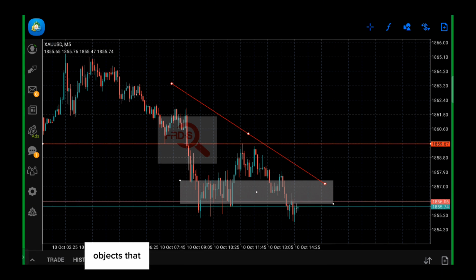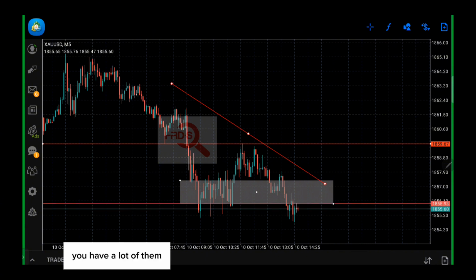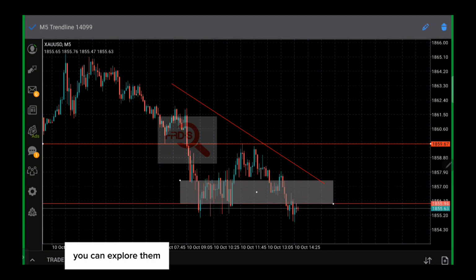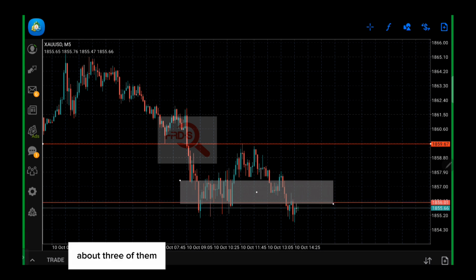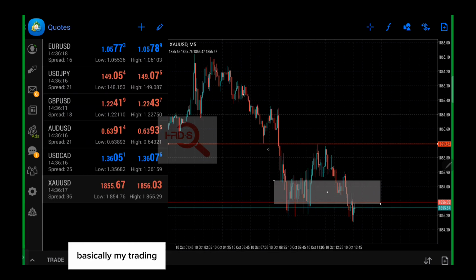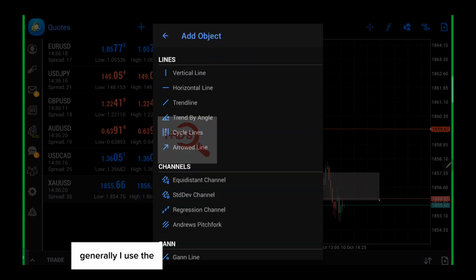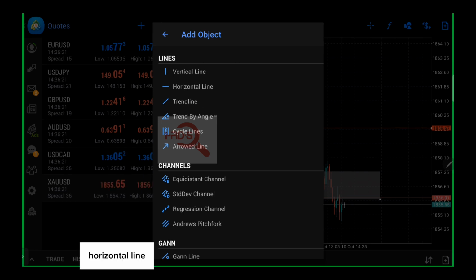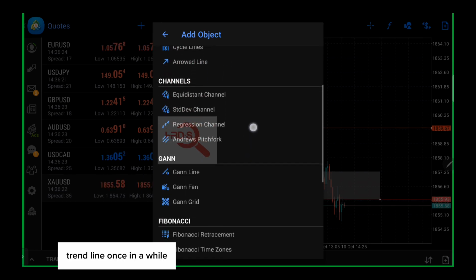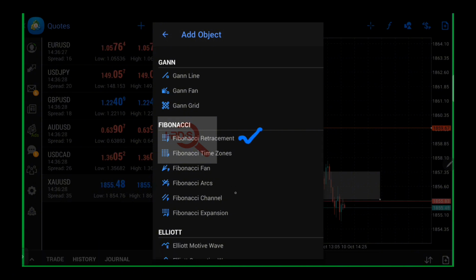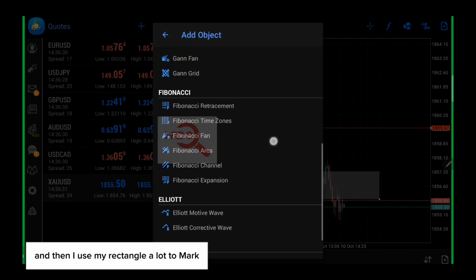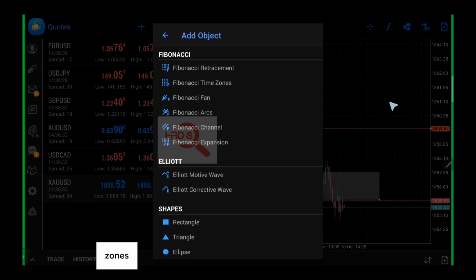These are the objects that you have. A lot of them, you can explore them, just explore. You will not be using all of them. Mainly I use about three of them. Basically in my trading generally, I use the horizontal line, trend line once in a while, and then I use my Fibonacci retracement, which is this one, and then I use my rectangle a lot to mark zones.